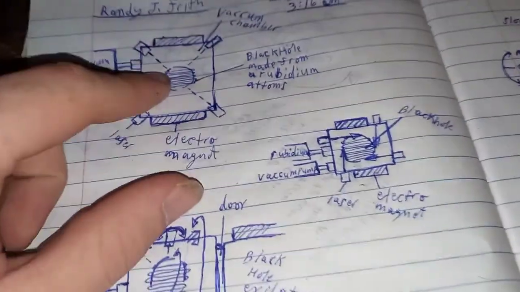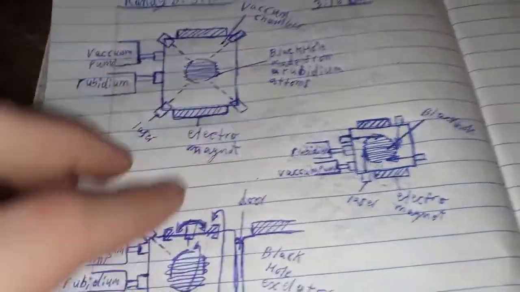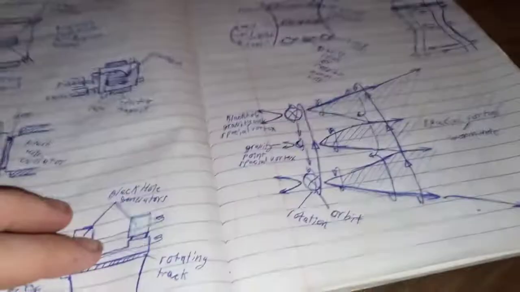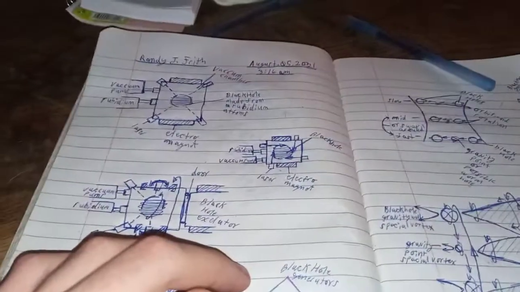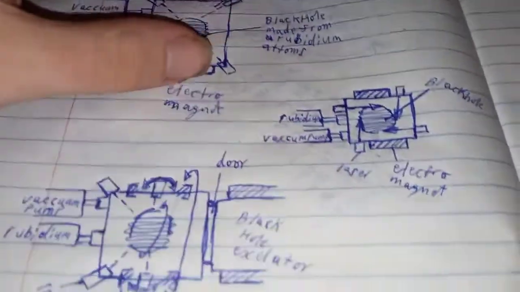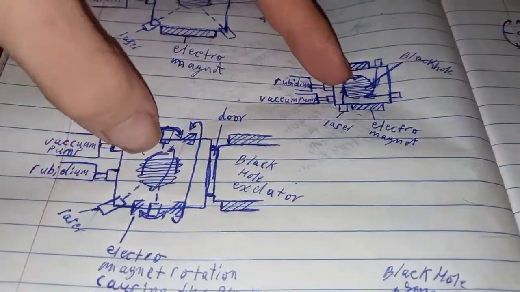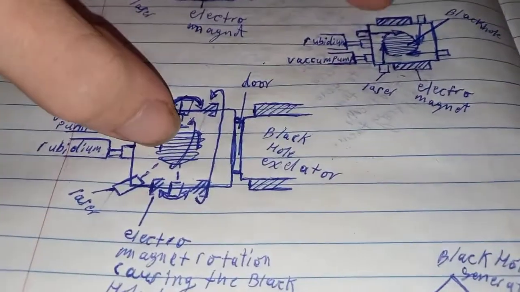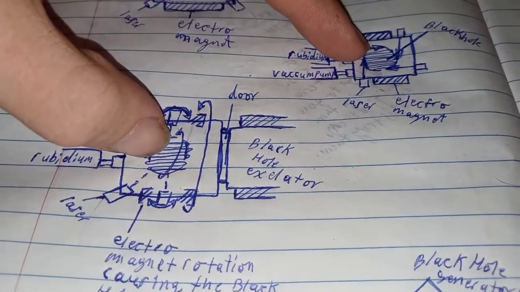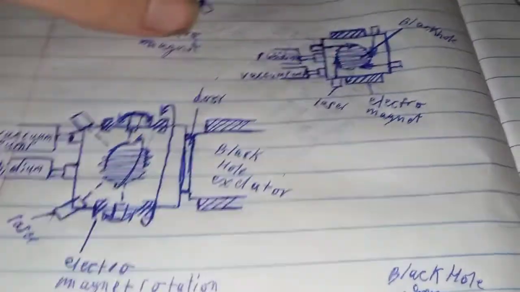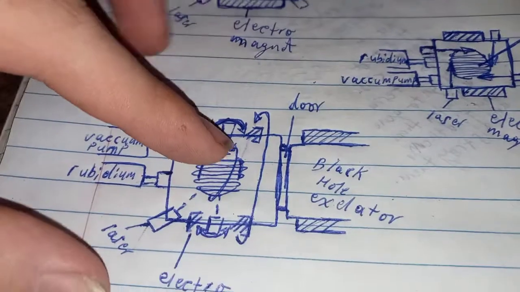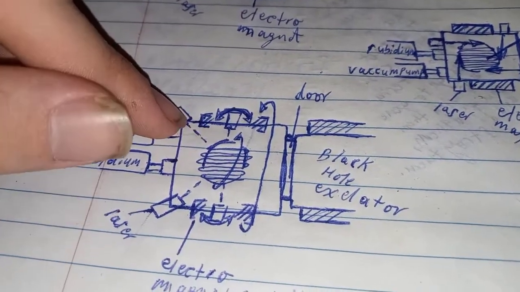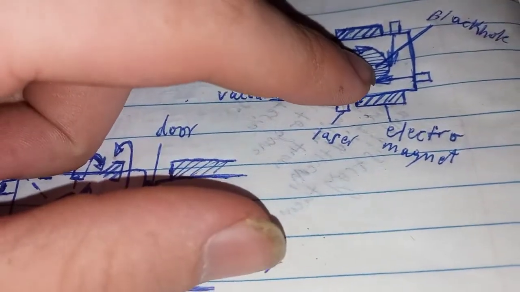Now, the question is how to use it to create wormholes. Well, there's technically two ways, as the diagram shows. One, using magnets to rotate the black hole, or two, using lasers to rotate the black hole.